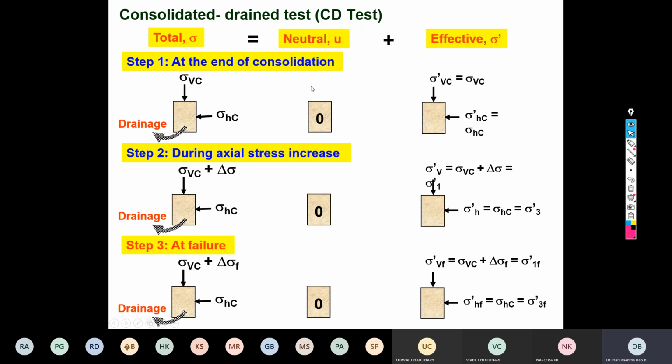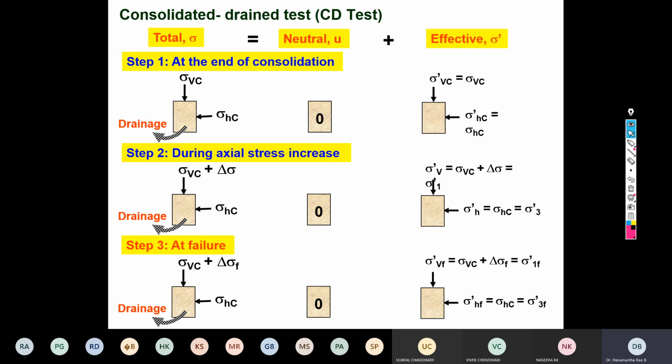At the end of the consolidation, since we allowed the water to expel from the soil sample, water doesn't take any amount of the load, therefore pore pressure is 0. During the shearing stage also, we kept the valve open, therefore even if you apply additional increment load, no load is taken by the water, therefore no pore water pressure within the soil sample. And this is the effective stress condition within the soil sample. And at failure also, same thing.